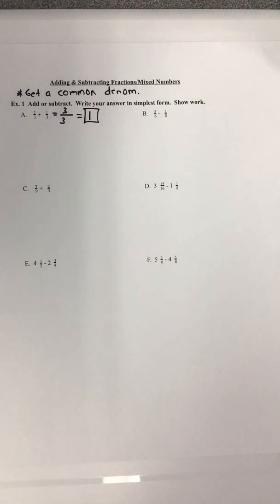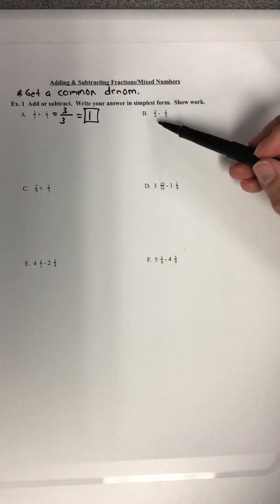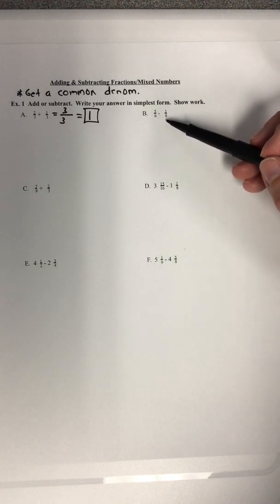So B, I've got 5/6 minus 1/8. I cannot do this problem until I get a common denominator. So my first thing I'm thinking about is what is the least common denominator between 6 and 8? In other words, what's the least common multiple? So what's the smallest multiple 6 and 8 have in common?